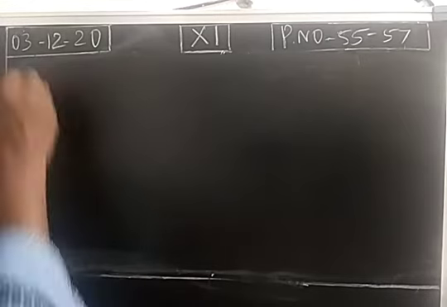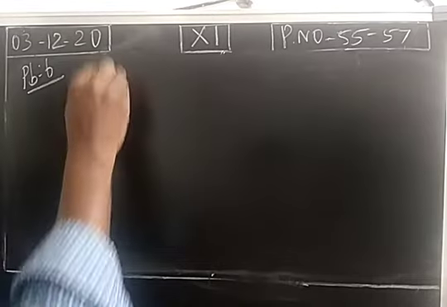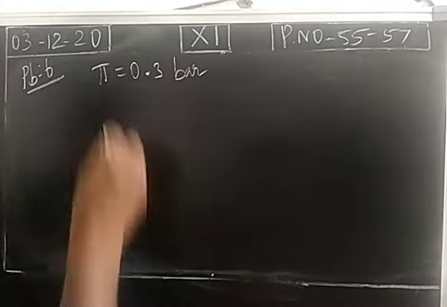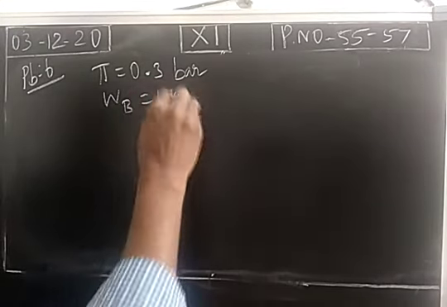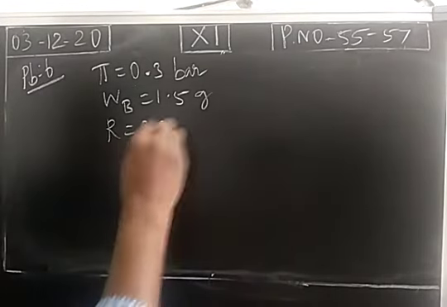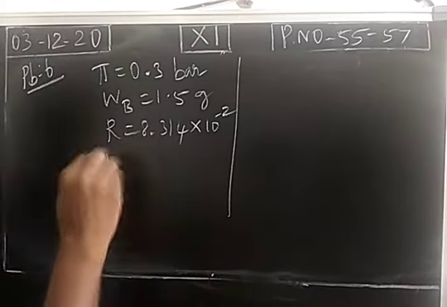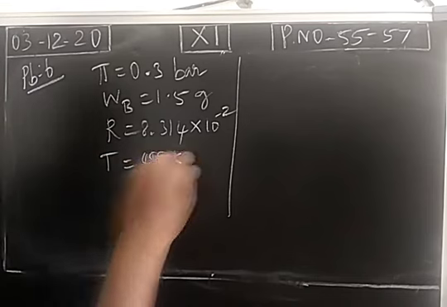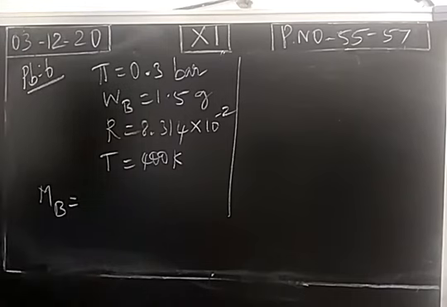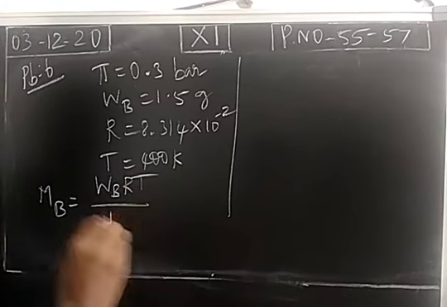Then problem number 6. The given data: osmotic pressure is 0.3 bar. Weight of solute is 1.5 gram. Gas constant value is 8.314 into 10 power minus 2. Temperature is 400 Kelvin. Calculate the molar mass of solute. The formula is WB RT divided by pi V.